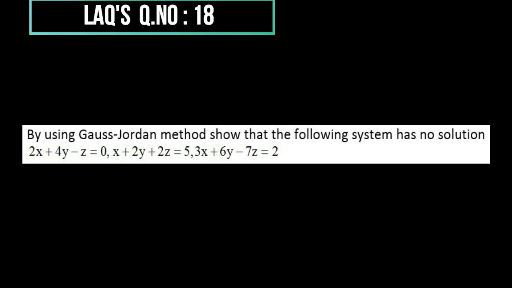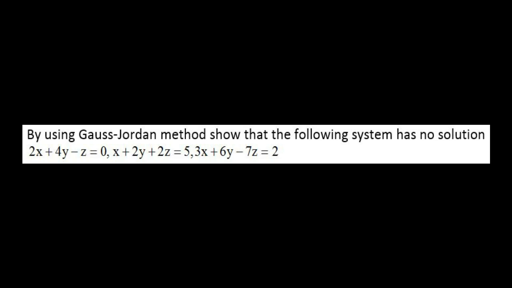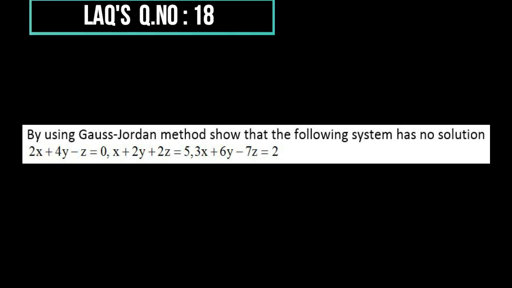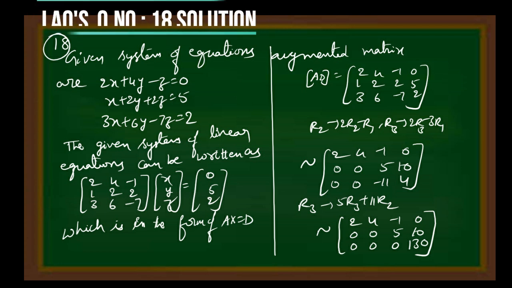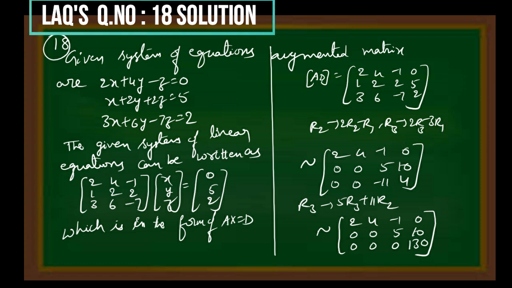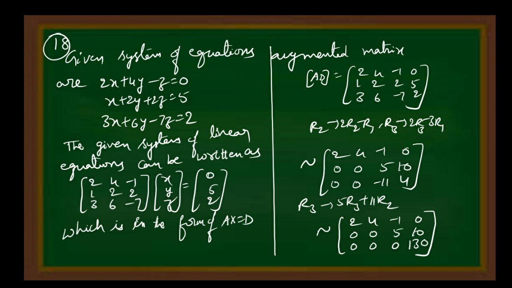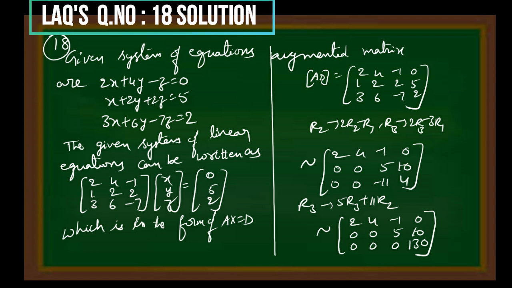Okay, the next question is the given system of equations: 2x plus 4y minus z is equal to 0, x plus 2y plus 2z is equal to 5, 3x plus 6y minus 7z is equal to 2. First we write down these linear equations in matrix form as AX is equal to D. Here A is the coefficient matrix, X is the variable matrix and D is the constant matrix. A is equal to 2, 4, minus 1, that is the coefficients of x, y, z, the coefficient matrix; 1, 2, 2; 3, 6, minus 7. And capital X is equal to x, y, z, D is equal to 0, 5, 2.